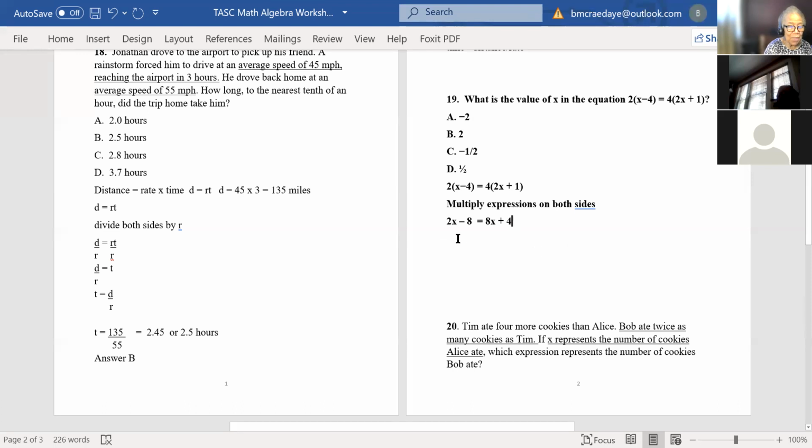Now we need to get like terms together, and like terms have the same characteristics. So you have x's and you have constants. So what would you do next, Vanessa? You combine the like terms. Combine like terms. So what would that give you? So 2x, because the plus is a 2x is a plus 2 and a. So you would get 10x.